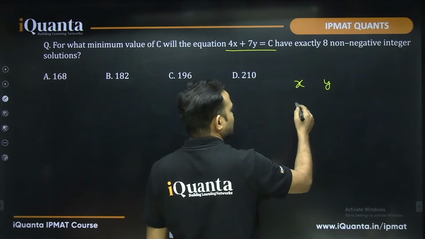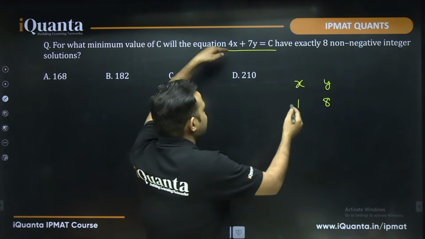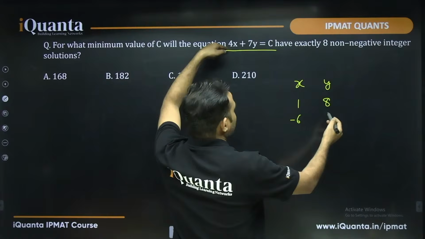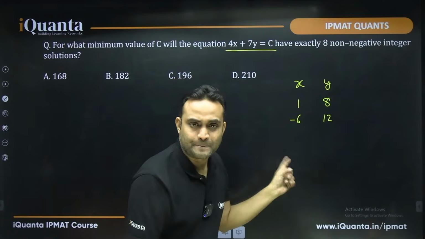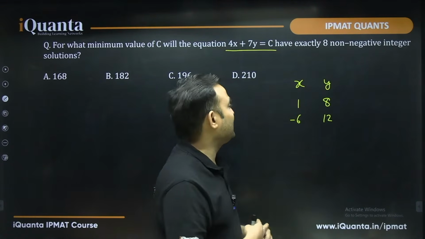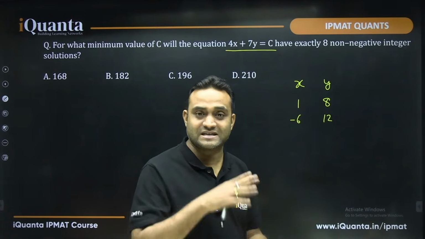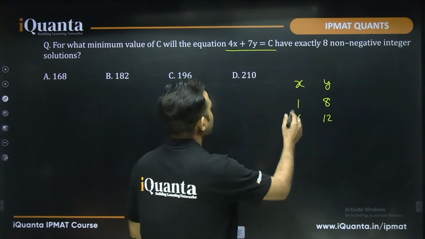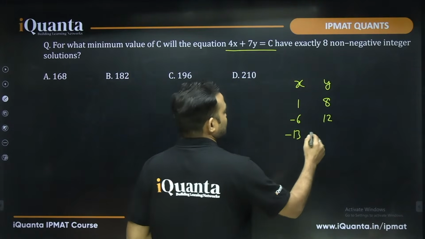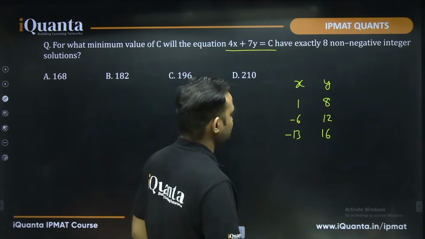is 1 and 8, for the next solution I will decrease the value of x by 7, so it will become -6. I will increase the value of y with the coefficient of x. Do you understand this part? The values of x will increase with the coefficient of y, the value of y will decrease with the coefficient of x, and vice versa. If I take next as -13, this is not a solution, these are not solutions. Just trying to make you understand something. Yes, you understand that? Okay.